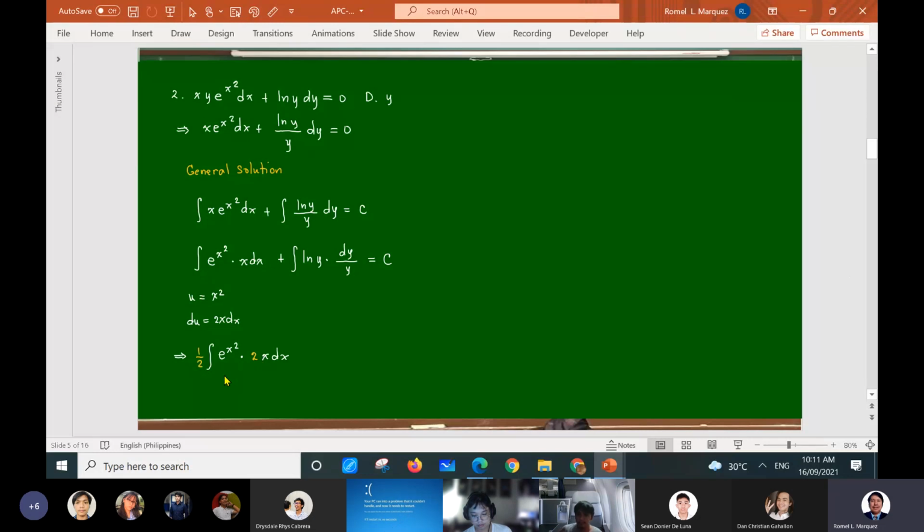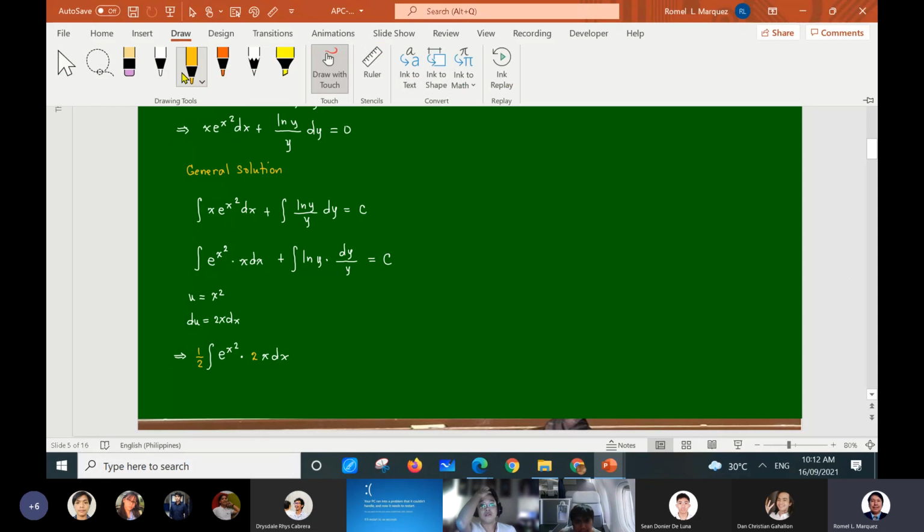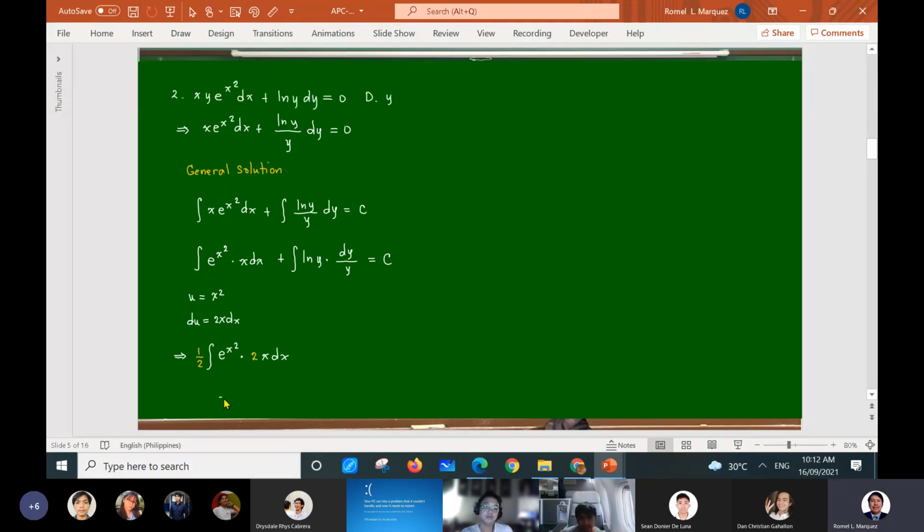So how do we read this now? e to the u du. What is the integral if it is e to the u du, children? The integral of e to the u du is e to the u. Am I correct? Times 1/2, no?